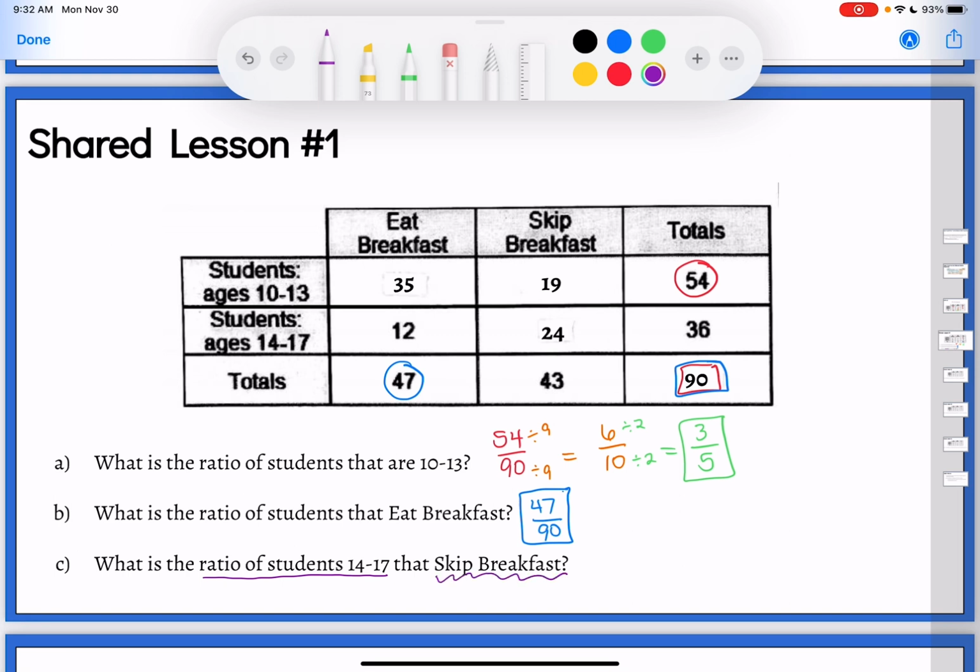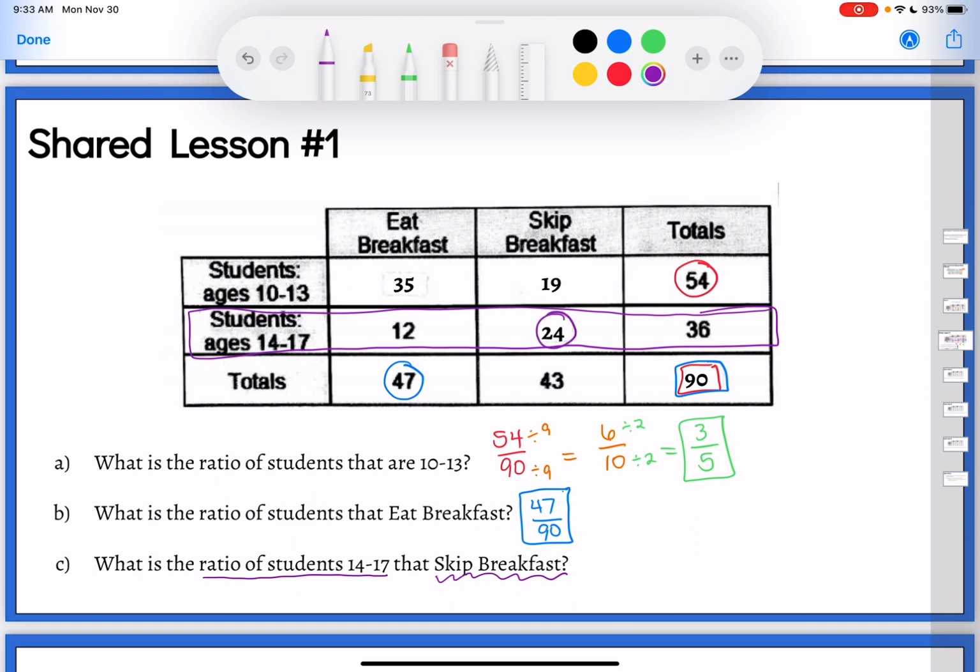So this time, I'm not looking at the entire table. I'm just looking at the students who are 14 to 17. So I narrow down my table to only that row. Maybe that's my target market. Maybe those are the students who I see the most often, and we want to narrow down our data to only that row instead of everyone. So what's the ratio of this row, 14 to 17, that skip breakfast?